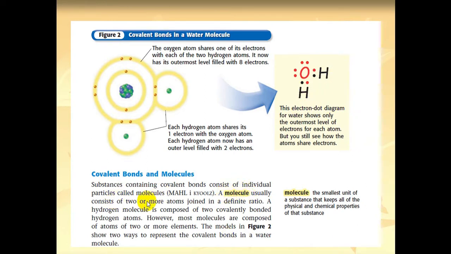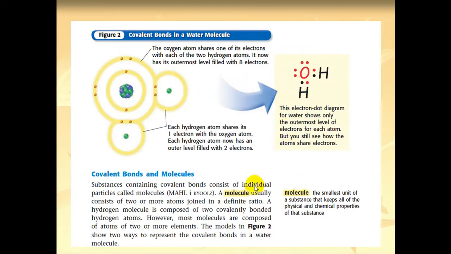A molecule consists of 2 or more atoms joined in a definite ratio. Like here, when I say that a water molecule is made of 2 hydrogen atoms to 1 oxygen atom, this is what is meant by a definite ratio. A hydrogen molecule is composed of 2 covalently bonded hydrogen atoms. However, most molecules are composed of atoms of 2 or more elements. The model in figure 2 shows 2 ways to represent the covalent bond in water molecules. So here we can represent the covalent bond by this diagram, or by this diagram. Both of them are ways to represent the covalent bond.